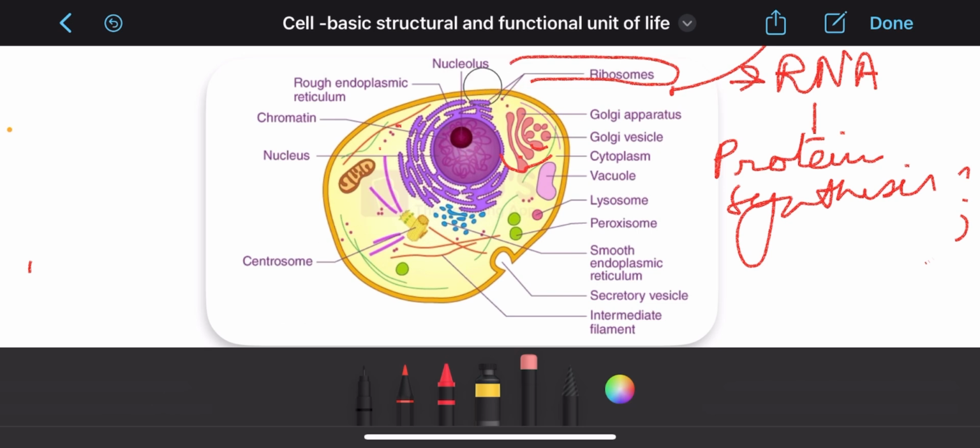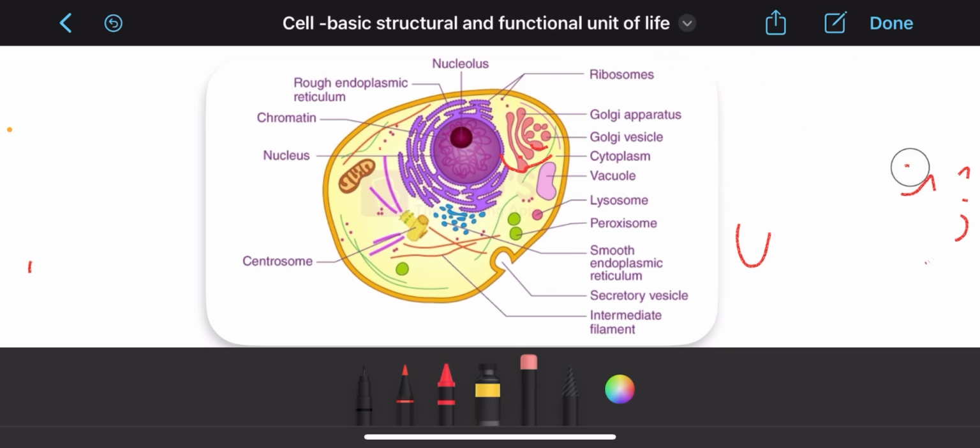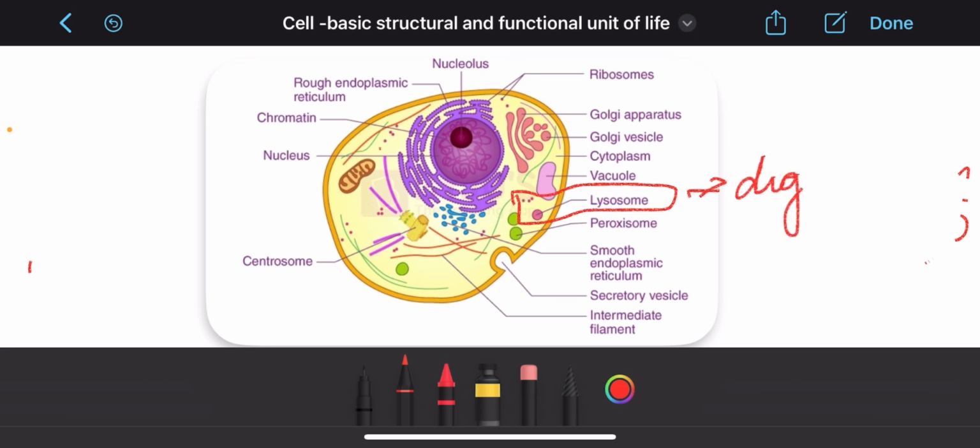Now, the other organelle which we are going to study is the lysosome. Lysosomes are the suicidal bags of a cell. Where are the lysosomes? They are single membrane structures. Why are they known as suicidal bags? Because they release digestive enzymes.